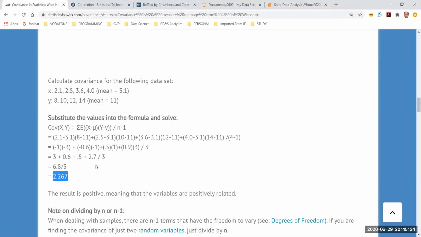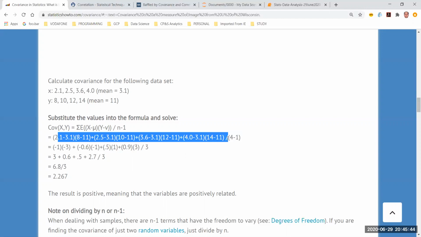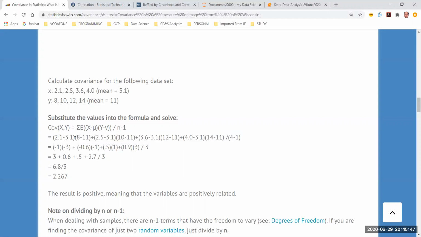The other thing to note is that we have taken the formula as the covariance of x comma y, and written it in this way. What happens if I write this as covariance of y and x? I'll simply swap this part with this part, so this comes first, then that, and that does not change the output of the equation. 8 minus 11 multiplied by 2.1 minus 3.1 is the same as 2.1 minus 3.1 multiplied by 8 minus 11. So covariance of x and y is equal to covariance of y and x. It doesn't really matter here. This is the formula.